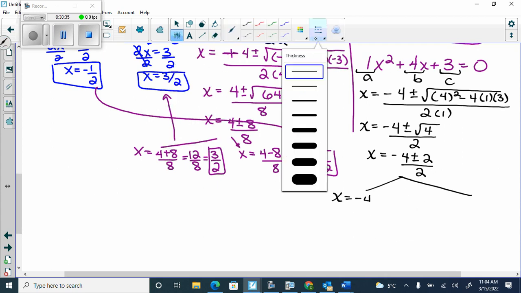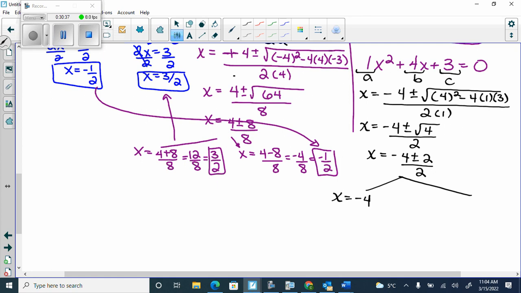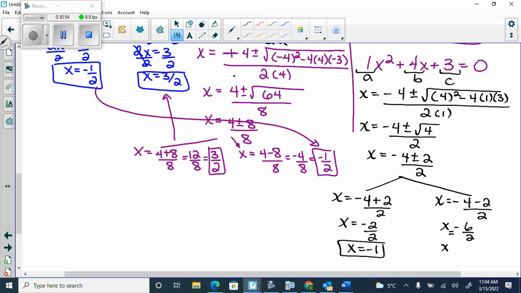Why you hate me. Okay. 4 plus 2 divided by 2, which is negative 2 divided by 2, which is negative 1, which is one of the answers. And then I get x equals negative 4 minus 2 divided by 2, which is negative 6 divided by 2, which is negative 3, which is the other answer. So I just guaranteed that it works.